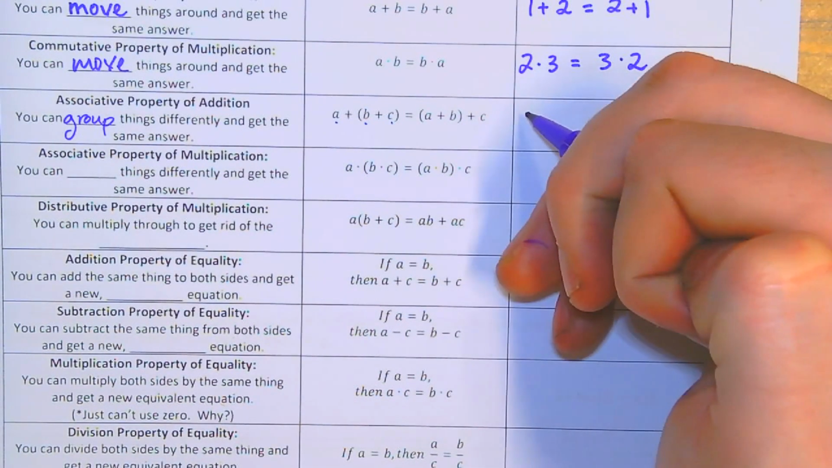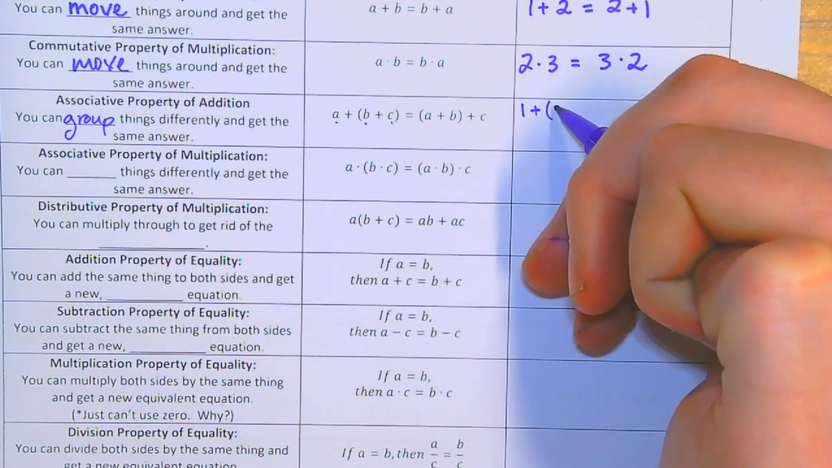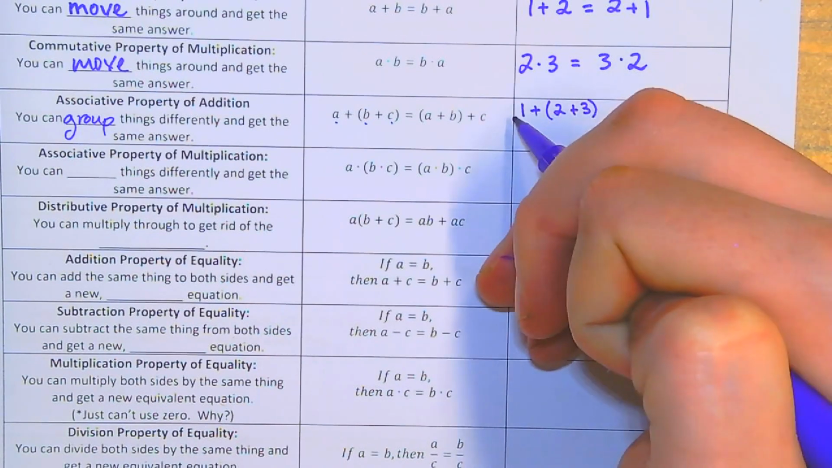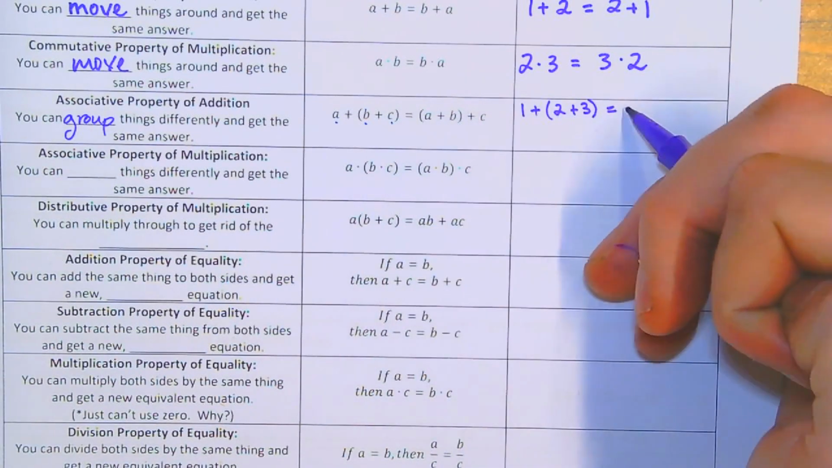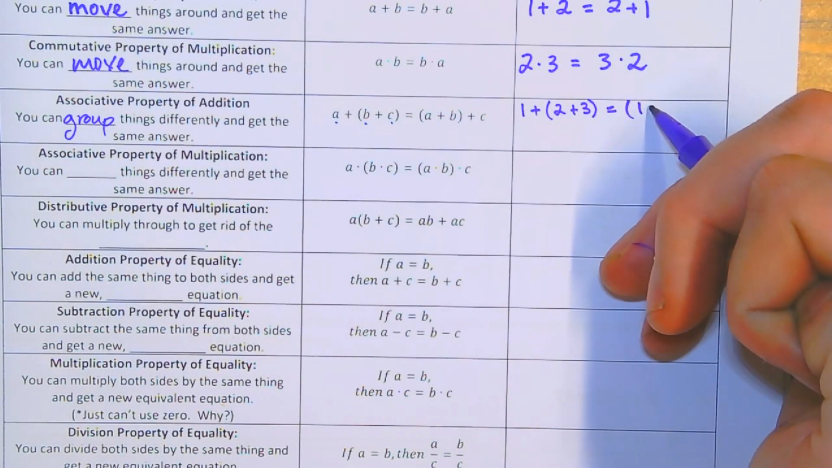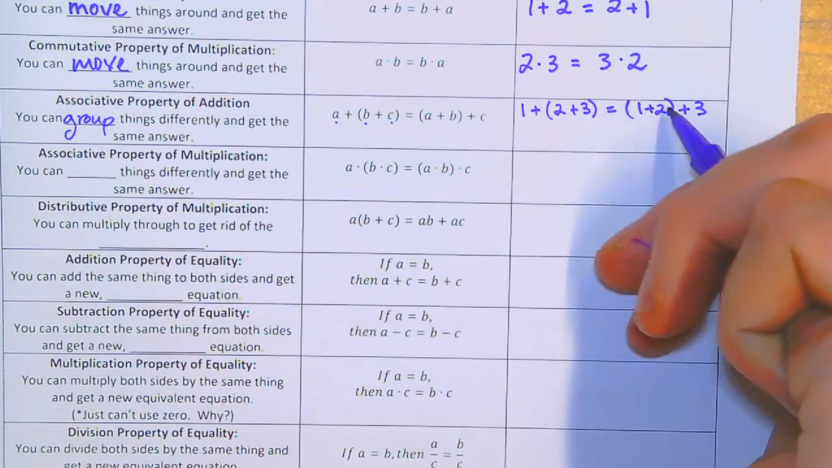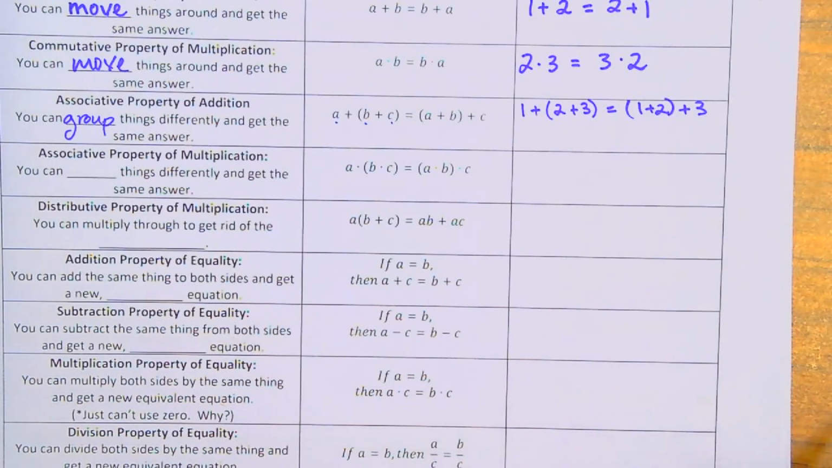Okay? So here's how I want you guys to think about it. Let's say A is 1, B is 2, and C is 3. Well, 2 plus 3 is 5, plus 1 is 6. And then if I do the same thing here, but this time we group the 1 and the 2, we'll ungroup the 3. 1 plus 2 is 3, plus 3 is 6. Okay? So all in all, I can group whatever I want in addition and it will still make sense.